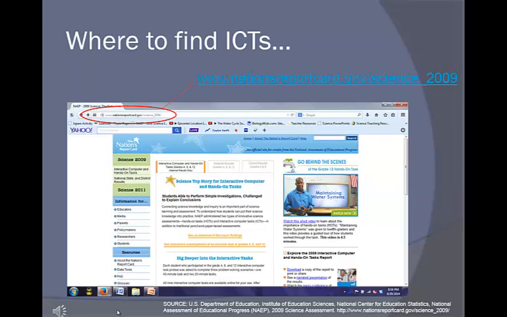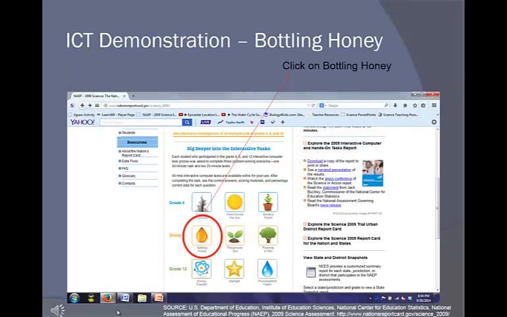Once the Nation's Report Card website is up, scroll down to find the computer tasks located in the middle of the page. I am going to walk through the bottling honey test at the 6th through 8th grade level to show you some of the tasks the students are asked to do and how the site works.